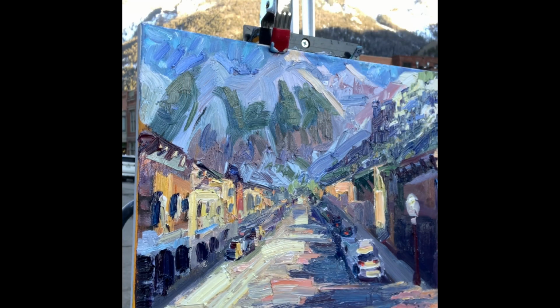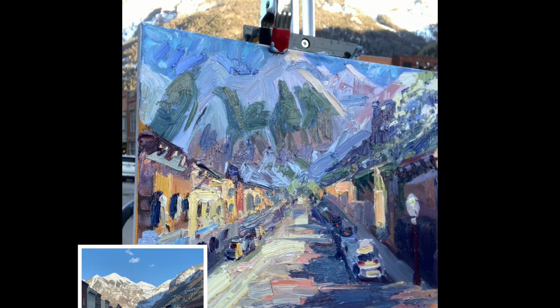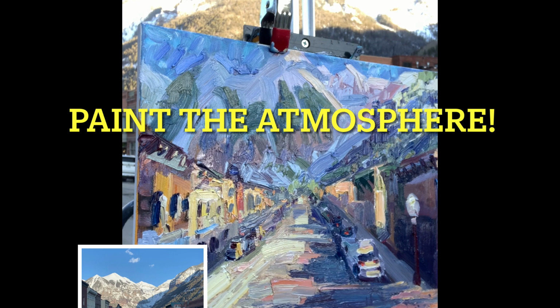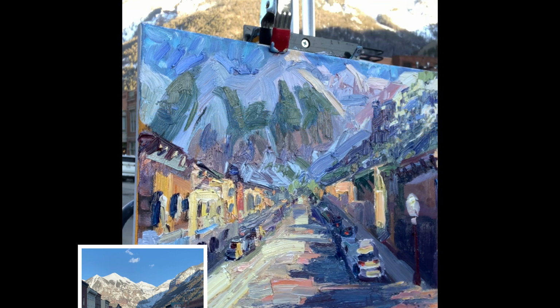Let's make the mountains pop back here. The French Impressionists were the first ones to really paint atmosphere. They were known for not painting things or giving a name to a thing, but painting the atmosphere between them and the object. That's what we're doing with atmospheric perspective.